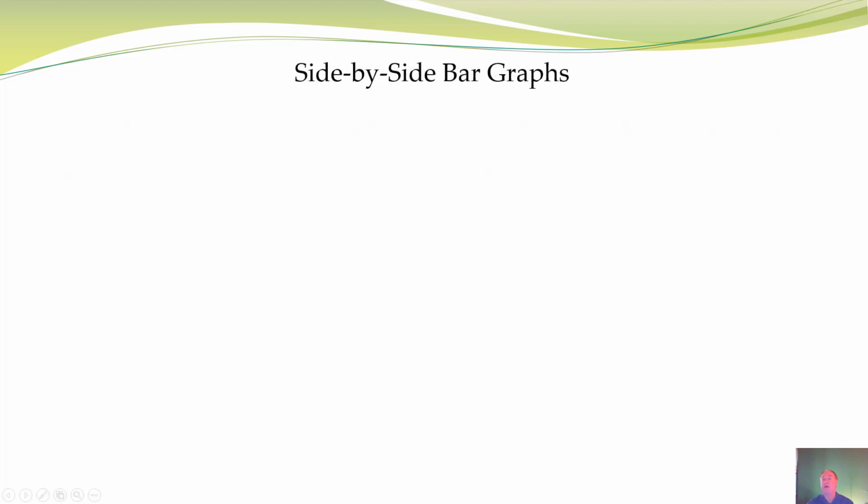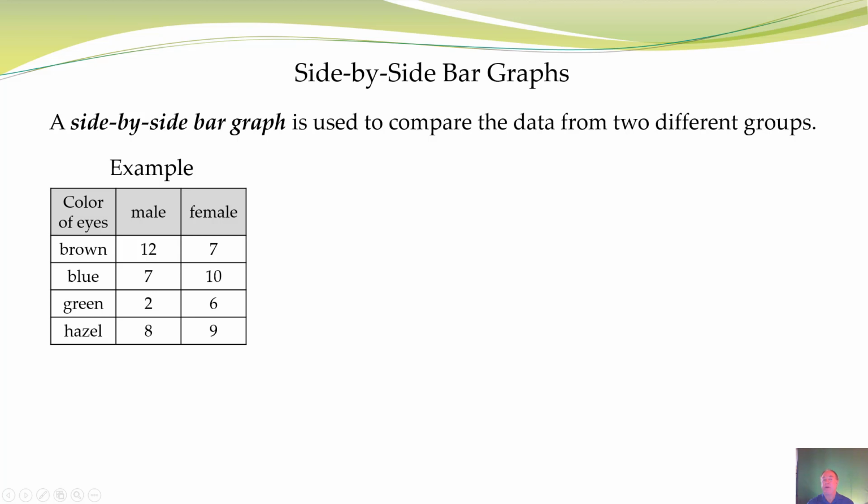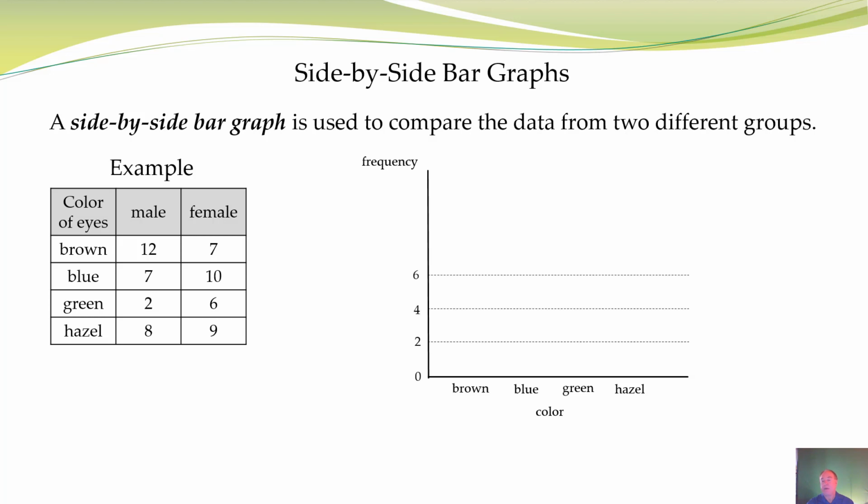Now, side-by-side bar graphs. A side-by-side bar graph is used to compare the data from two different groups. An example, if we did color of eyes, we surveyed male and females, and we came up with the frequency of each for brown, blue, green, hazel eyes. Now, first thing we would do is we would draw the graph with a horizontal and vertical axis. The horizontal axis would be the color of eyes, the vertical axis would be the frequency, and we needed to go at least to 12 since 12 brown for the male was the highest frequency.